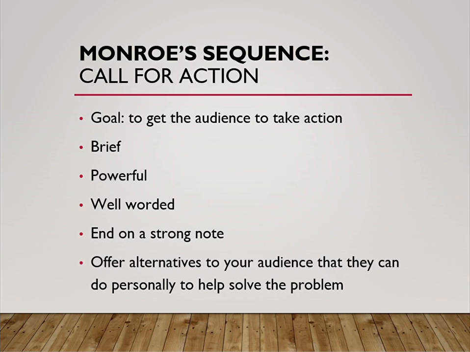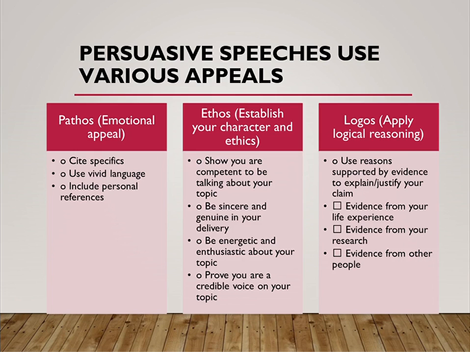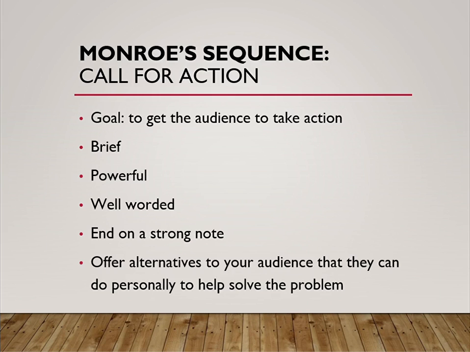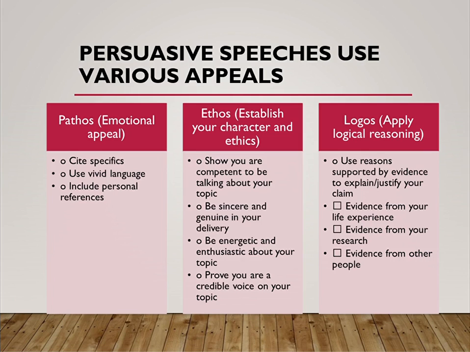So here you offer alternatives to your audience that they can do personally to help solve the problem. Do not just offer one, but probably, when they cannot do one, then you need to suggest a few other alternatives to solve the problem. Okay, so during this call for action, there are 3 types of appeals that you can use.